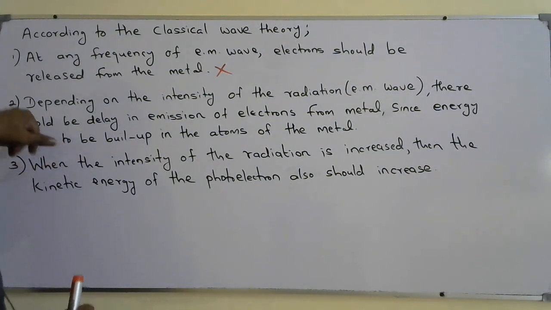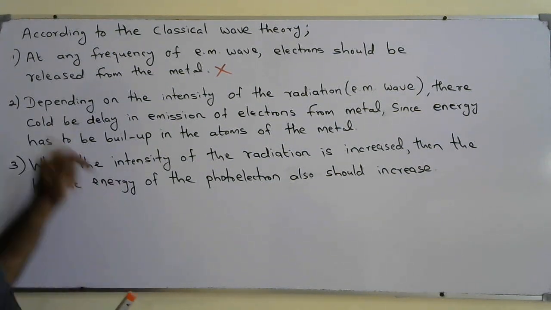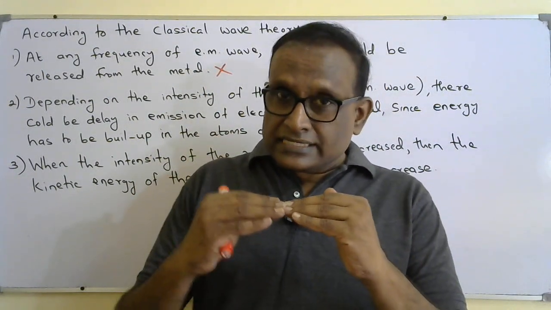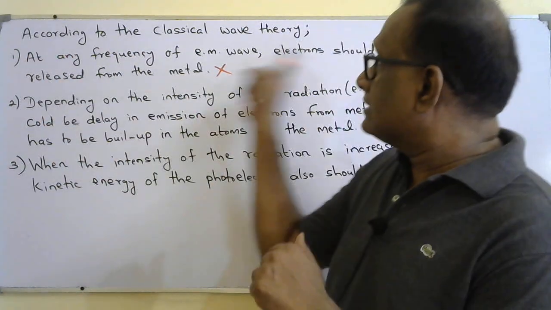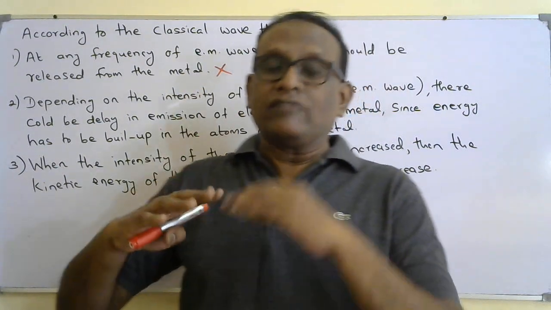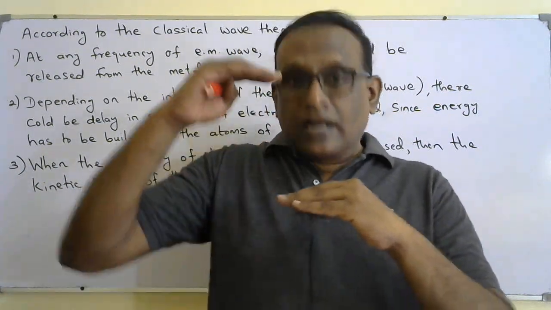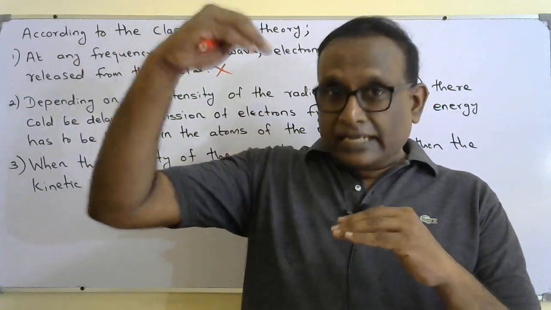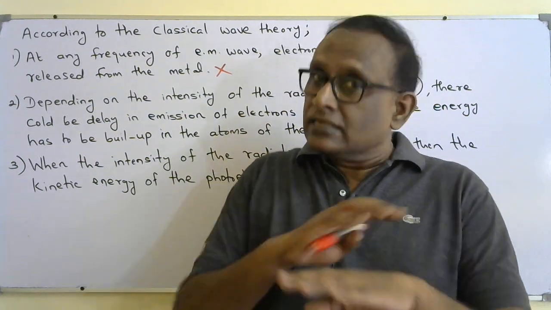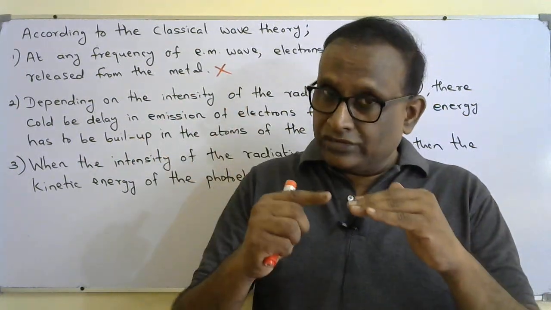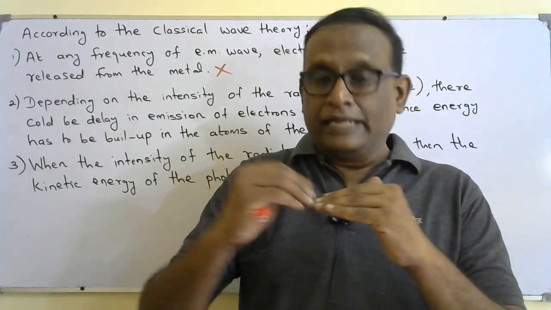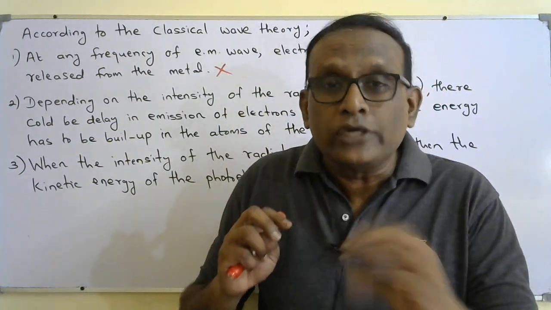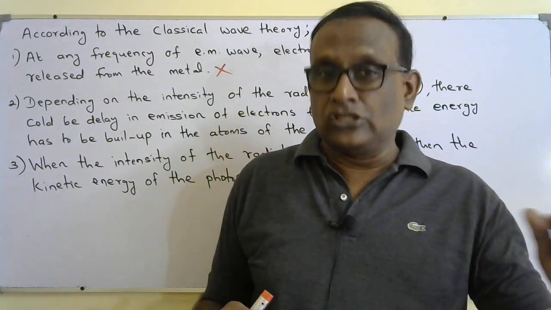The second one, depending on the intensity of the radiation, there could be delay in emission. But actually what they found is that whatever the intensity, if the frequency is above a particular value, there is no delay. I told you that according to the first it is a failed statement, but okay, you have a metal, and for that particular metal you have a sufficient frequency, above a particular frequency. Now, if you reduce the intensity of that radiation, and the frequency is above the required minimum frequency, even if you reduce the intensity, there is no delay in emission of electrons.